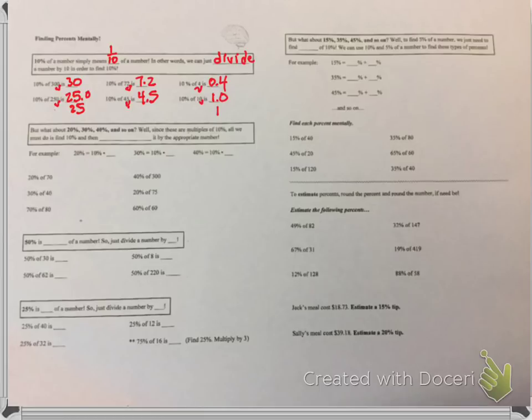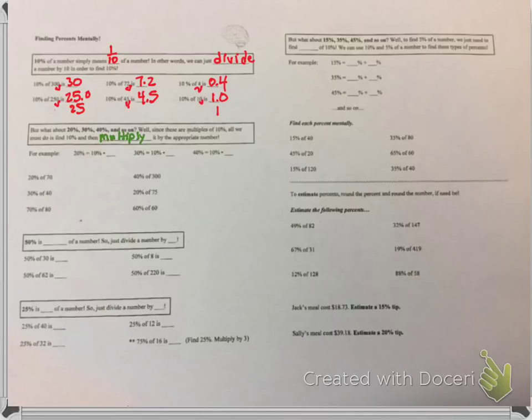So here comes the fun part. If I understand this idea that finding 10% of a number is dividing by 10, which is shifting the decimal point to the left once, I can use that idea in conjunction with something else to help me figure out 20%, 30%, 40%, and so on. These are all the percents that end in a 0. Since they're multiples of 10, all we must do is find 10% and then multiply it by the appropriate number.